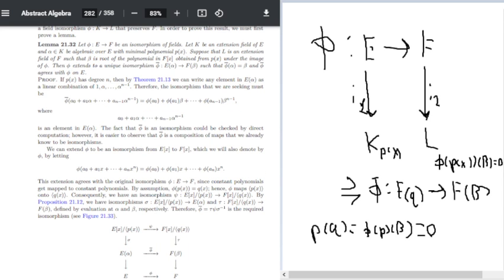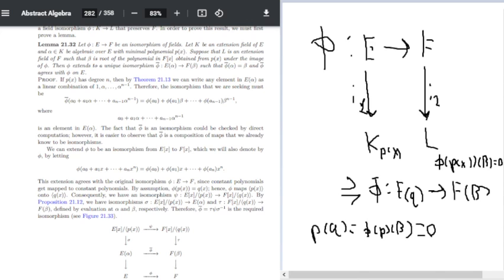Proof. If P of X is degree n, then by theorem 21.13, we can write any element in E of alpha as a linear combination of 1, alpha, all the way to alpha to the n minus 1. Therefore, the isomorphism that we are seeking must be phi bar of a naught plus a1 alpha plus on and on to plus a n minus 1 alpha to the n minus 1, equal to phi of a naught plus phi of a1 beta, plus on and on to plus phi of a n minus 1 beta to the n minus 1, where a naught plus a1 alpha plus all the way to a n minus 1 alpha to the n minus 1 is an element in E of alpha.